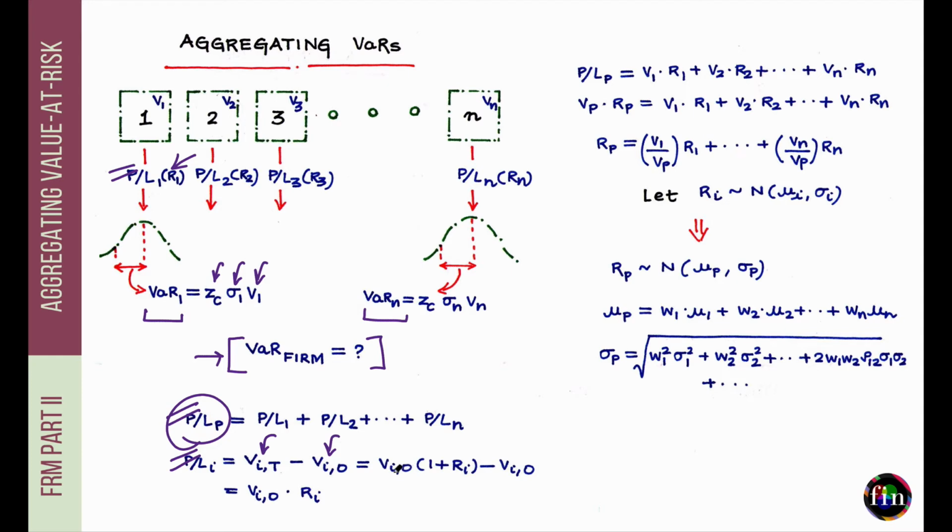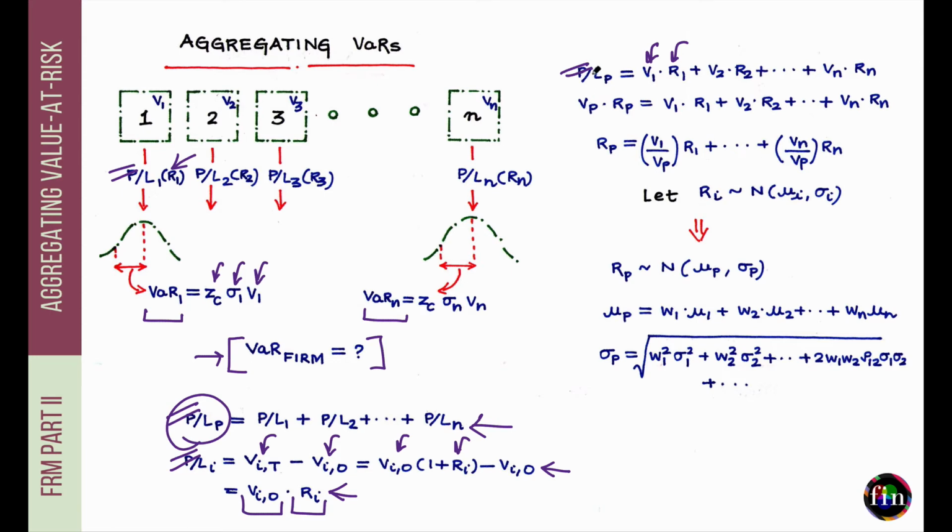If the valuation at the end of the horizon is the valuation as of today times 1 plus a random return, then this is what you get, and therefore the PL is, very simply put, the current valuation times a random return. And therefore I can substitute this back into this formula, and I get that the PL for the entire firm is equal to the valuation of the first business times the random return of the first business, plus V2, R2, and so on.